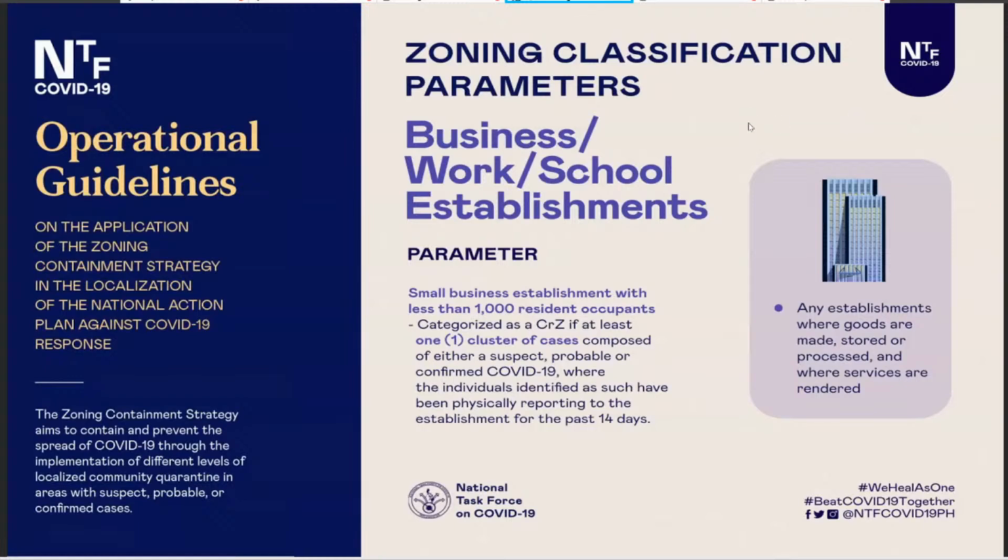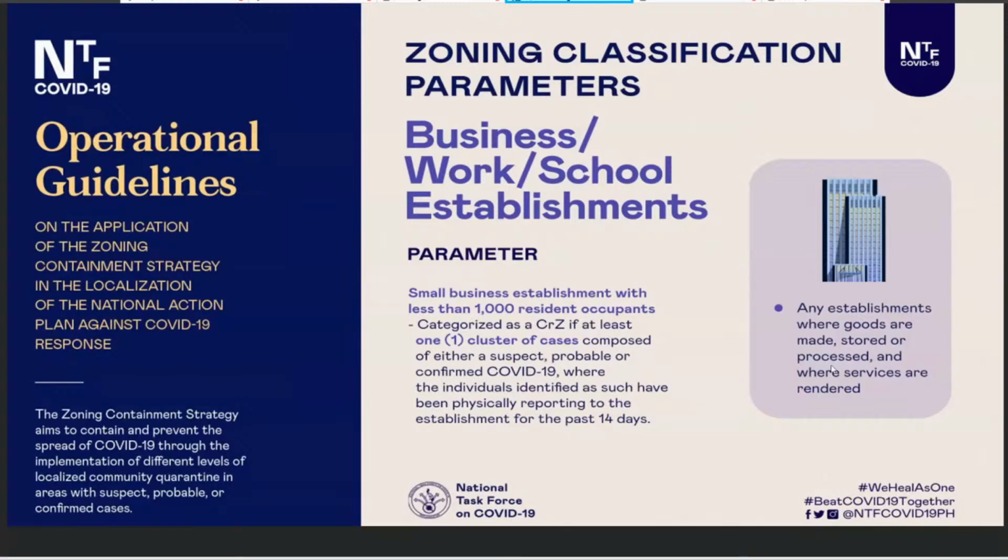business, work, or school. Okay, any establishments where goods are made, stored, processed, or where services are rendered, we define it as business, school, or work establishment. So, yung parameter on that is small business establishment with less than 1,000 resident occupants is categorized as critical zone if there's one cluster of cases. So, ibig sabihin po, yung isang cluster of cases, ibig sabihin nun may dalawang cases yon, two cases or more. So, if we have one cluster, dalawang cases po, where the individuals identified have been physically reporting to that establishment for the past 14 days. So, yun lang po yung ilalockdown natin.